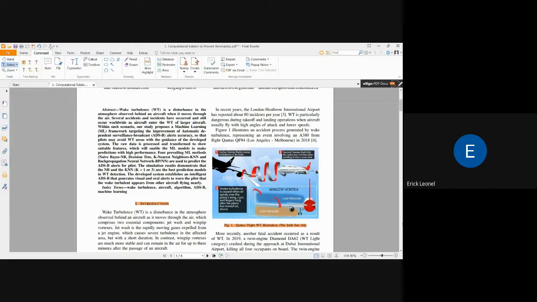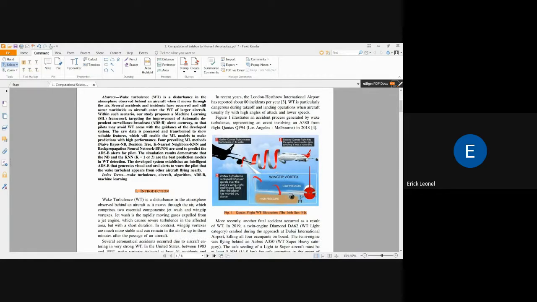As we know, several accidents have occurred where aircraft enter the wake turbulence of larger aircraft. We can see here in figure one an accident generated by wake turbulence from an A380 of Qantas in 2018, where the second flight hit the wake 2 minutes later, sending it into a nose dive.